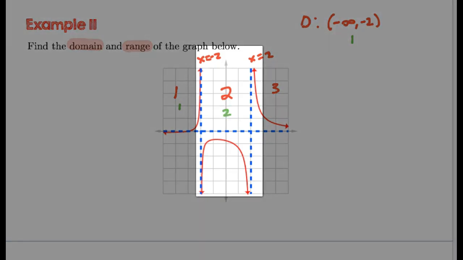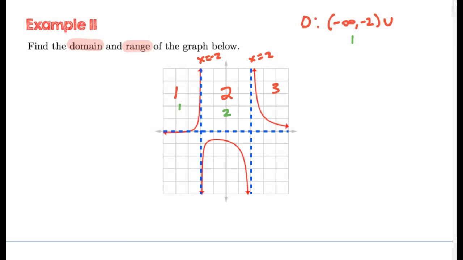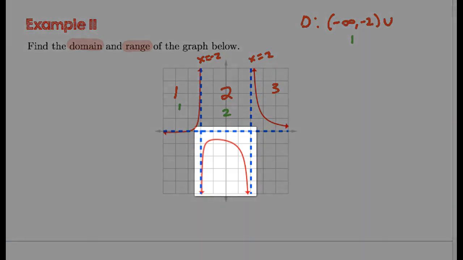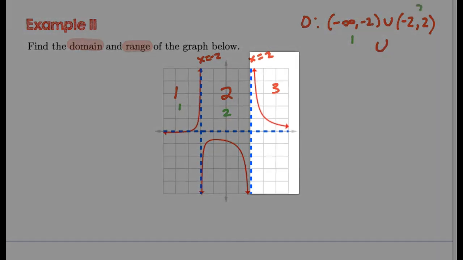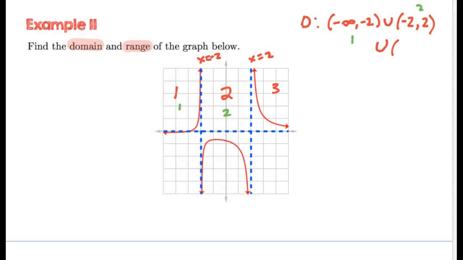So we're going to put in a union. What else do we have? In portion 2, we go through all the values between negative 2 and 2. Look, there's a graph here. That's going to be in union with the final piece, piece number 3, which is from 2 to infinity. So that has 3 pieces. Notice how there's 3 sections and 3 sections up here. So there's your domain.